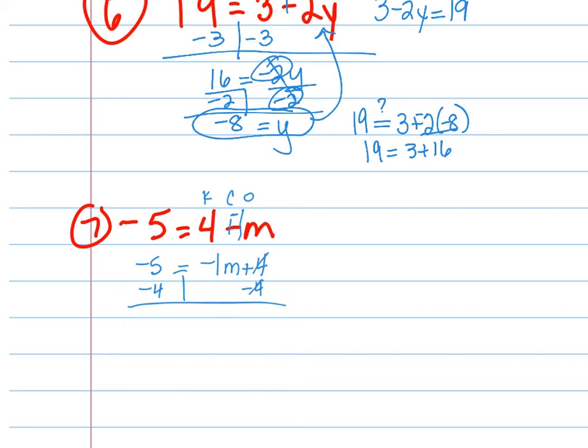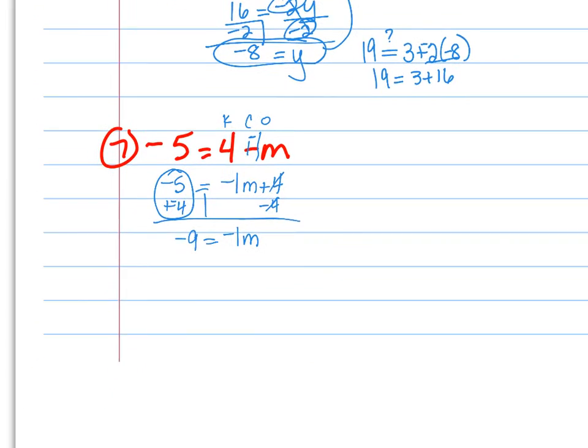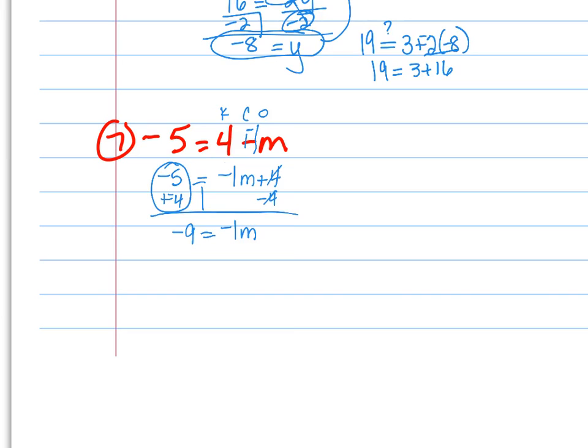These cancel. I'm going to do keep change opposite on this side. Negative 5 plus negative 4 is negative 9 equals negative 1m. Am I done? Nope. What do I have to do now? They're multiplying by -1. Maria, what are we going to do? Divide by -1. On both sides, right? Yeah. -1 divided by -1 cancel. It becomes 1m, which is the same as m, equals 9.